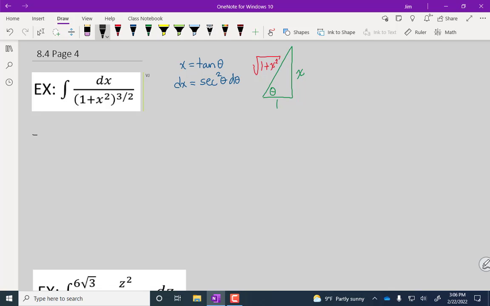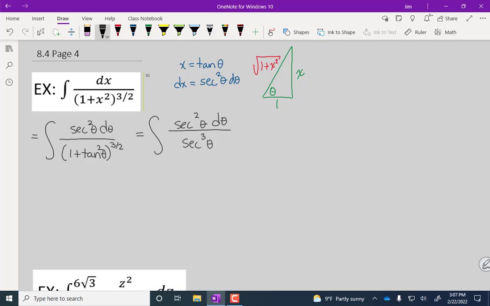Go ahead and do our substitution over here. Dx is secant squared of theta d theta. Right there, secant squared of theta d theta. Down in the denominator, we have 1 plus tangent squared, all raised to the 3 halves power. One plus tangent squared is secant squared. So we're going to have secant squared to the 3 halves, which is secant cubed. Secant squared raised to the 3 halves, we multiply the 2 and the 3 halves, and we get 3.